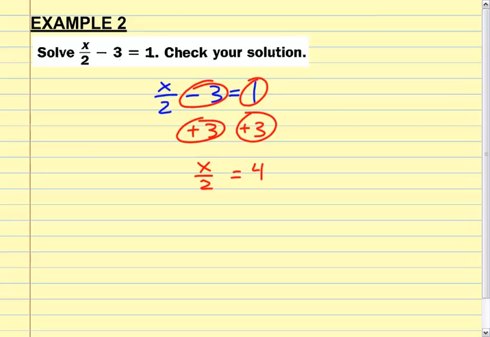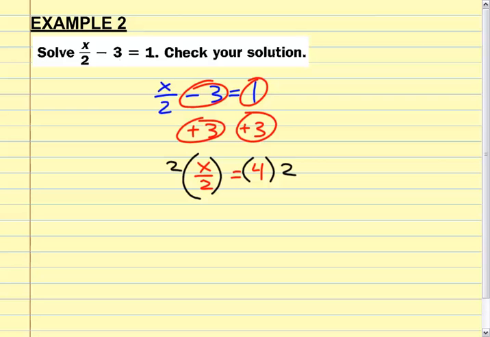The x is still not by itself. What do I need to do here? You need to multiply 4 by 2, and x over 2 is equal to 8. Am I right? No, I know. You need to multiply the other side. This is algebra. We've got to multiply both sides by 2, don't we?